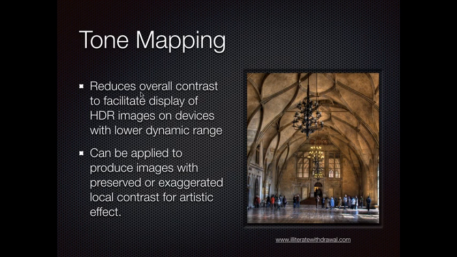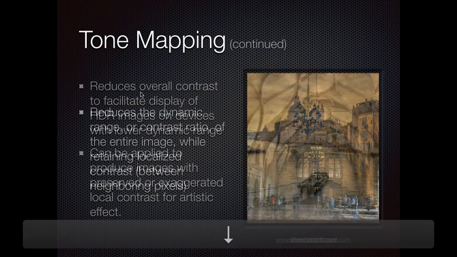Tone mapping is the technique that is used, and so this is basically what we're going to be doing. We're going to be doing it manually. There are automated programs that will do it for you, and I'll talk about those a little bit. Tone mapping is basically the technique that we use such that certain parts of the image are exposed one way and other parts of the image are exposed another way. The technical definition is to reduce overall contrast to facilitate the display of HDR images on devices with lower dynamic range. And it can be exaggerated, which we'll talk about down the road.